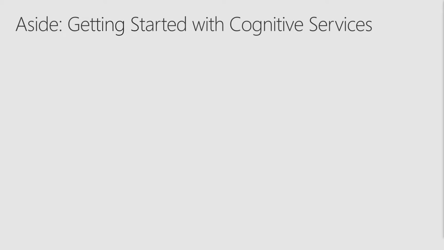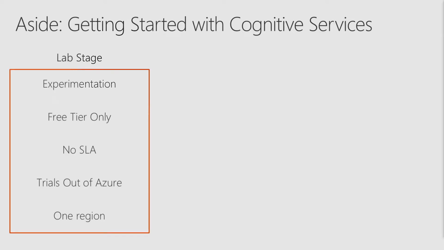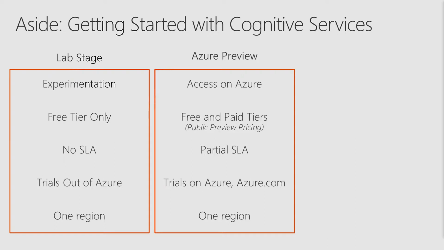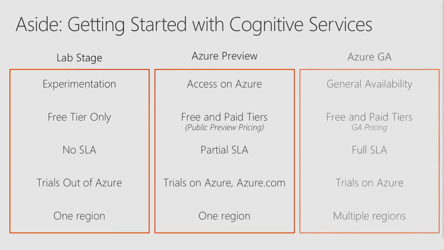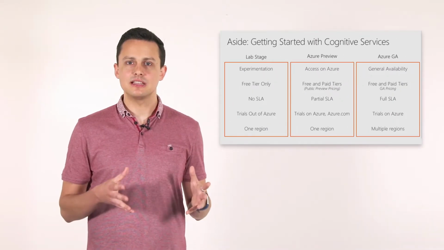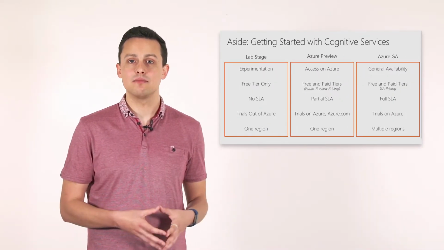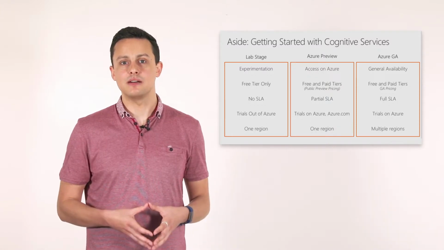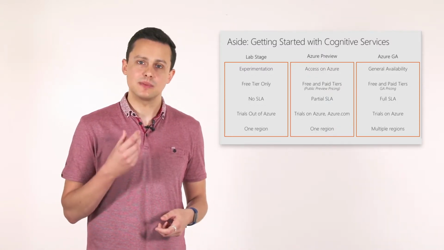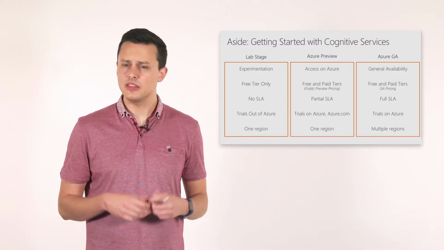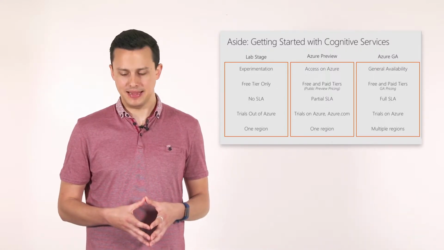Before we jump into the demo, let's take a look at how to get started with the cognitive services. The first thing to recognize is that cognitive services have a defined life cycle. They start in the lab stage, then they go into a preview that's available through Azure, and then finally they become generally available. In the lab stage, they're typically only available through a dedicated portal that the team themselves maintain. It's only available typically in one region, and there's no SLA or requirement to pay.